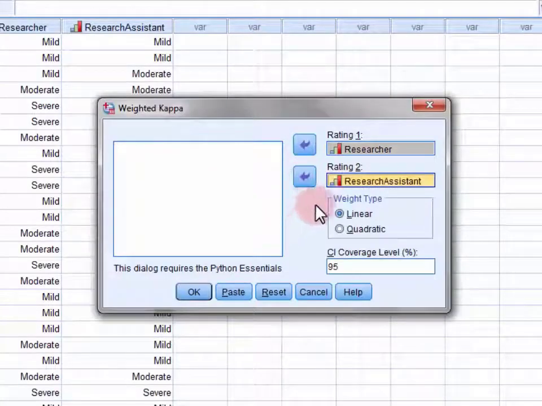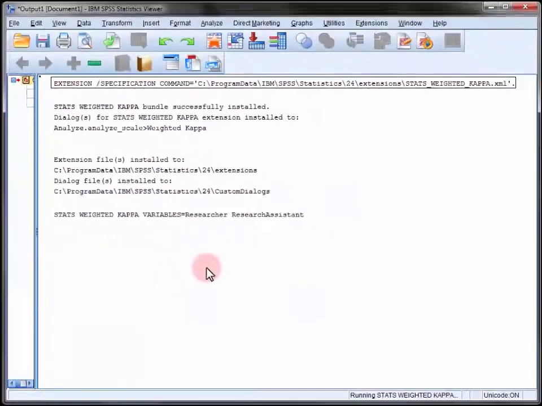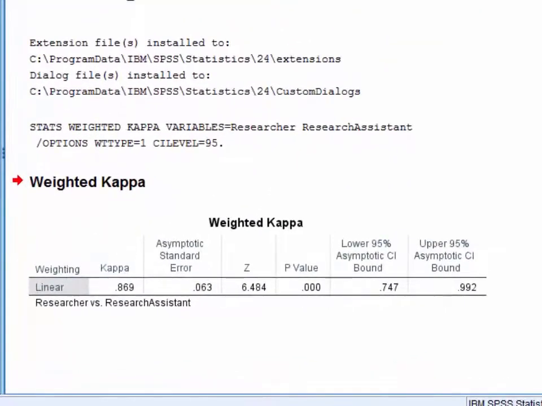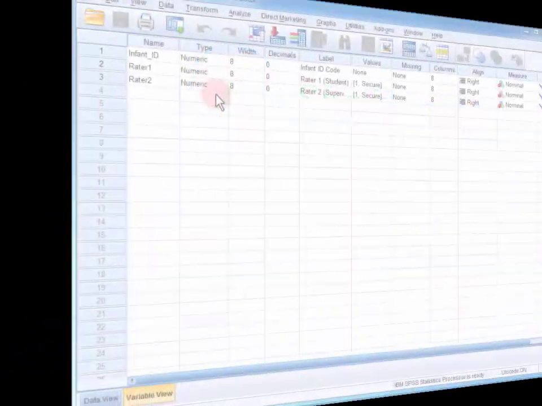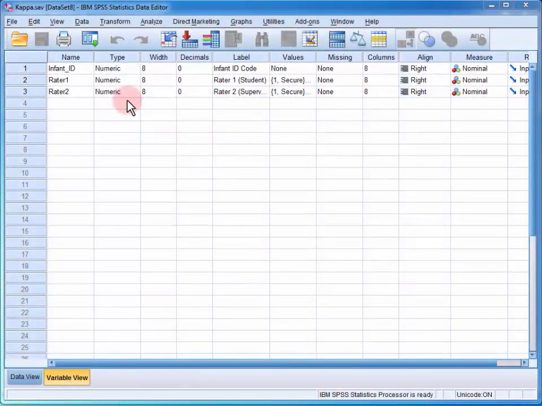And underneath there's the choice between linear and quadratic weightings, and in most instances linear will be appropriate. So if we click OK, now the output for weighted kappa is very simple. The kappa figure here is 0.869, and that represents a good level of agreement between the two raters. And if needed, there's also a confidence interval around kappa that you can report, and a significance test. And the significance test is simply testing whether our kappa departs significantly from 0. And here it does.